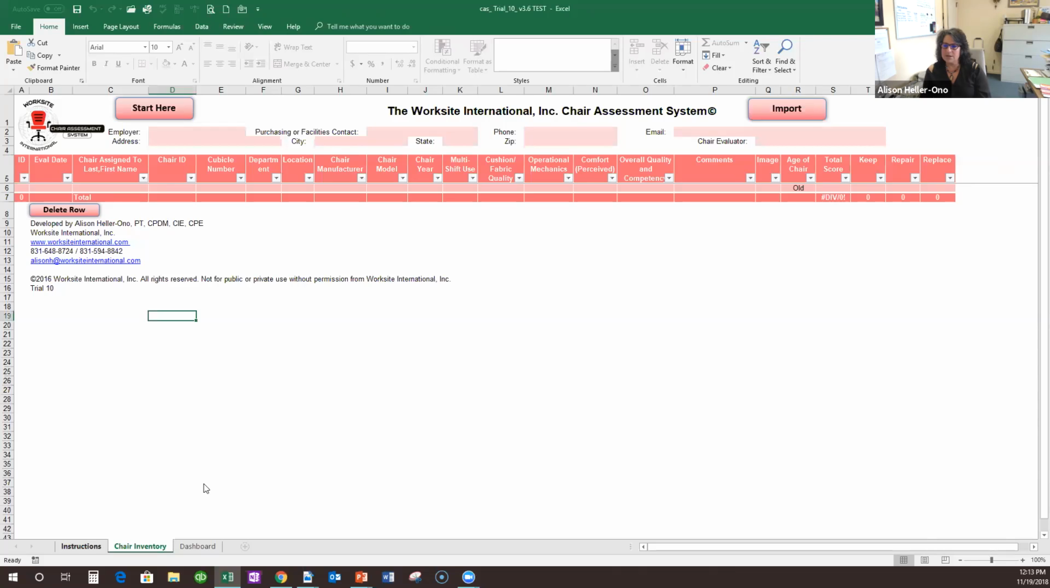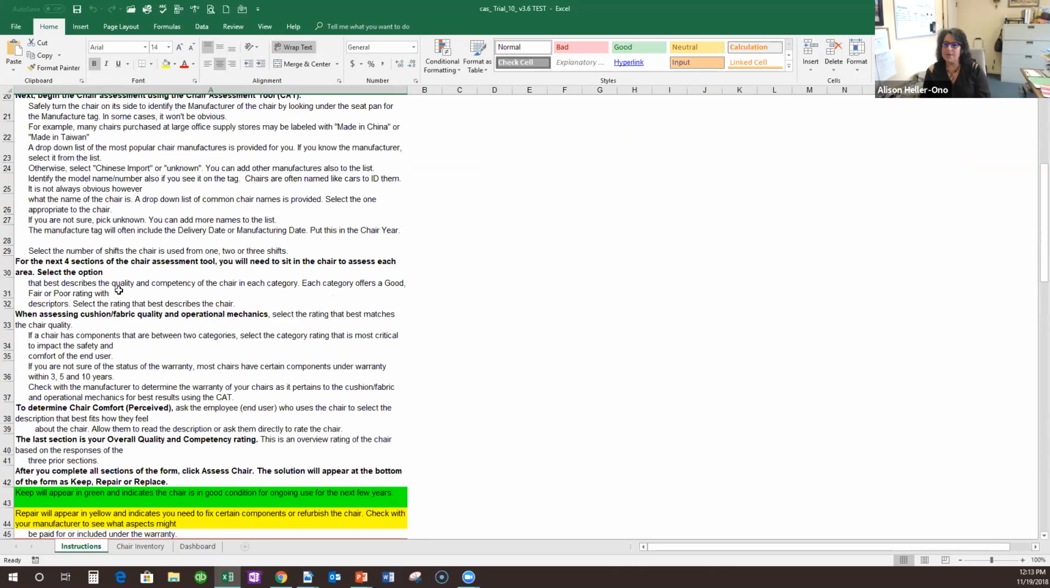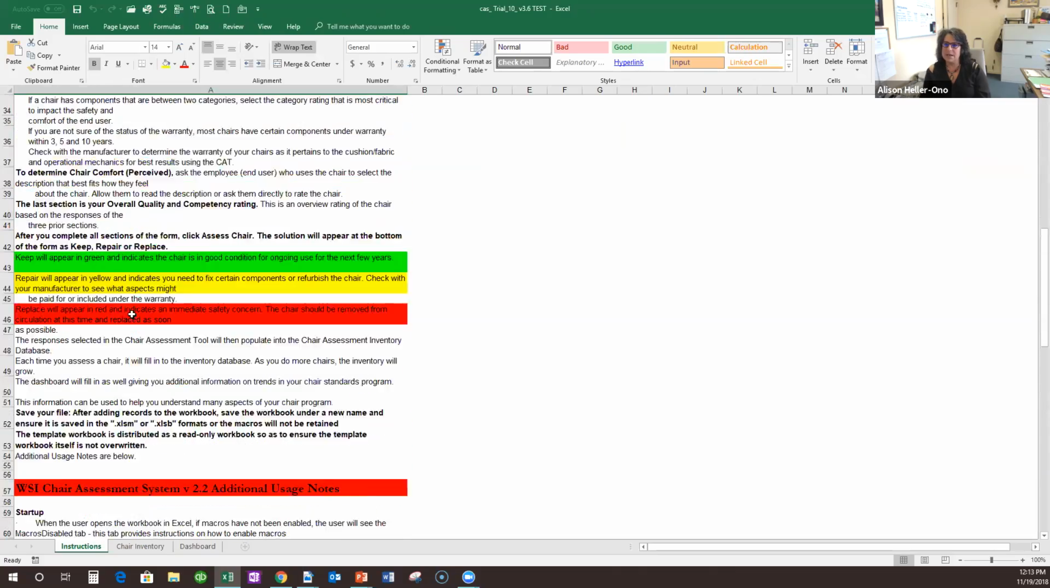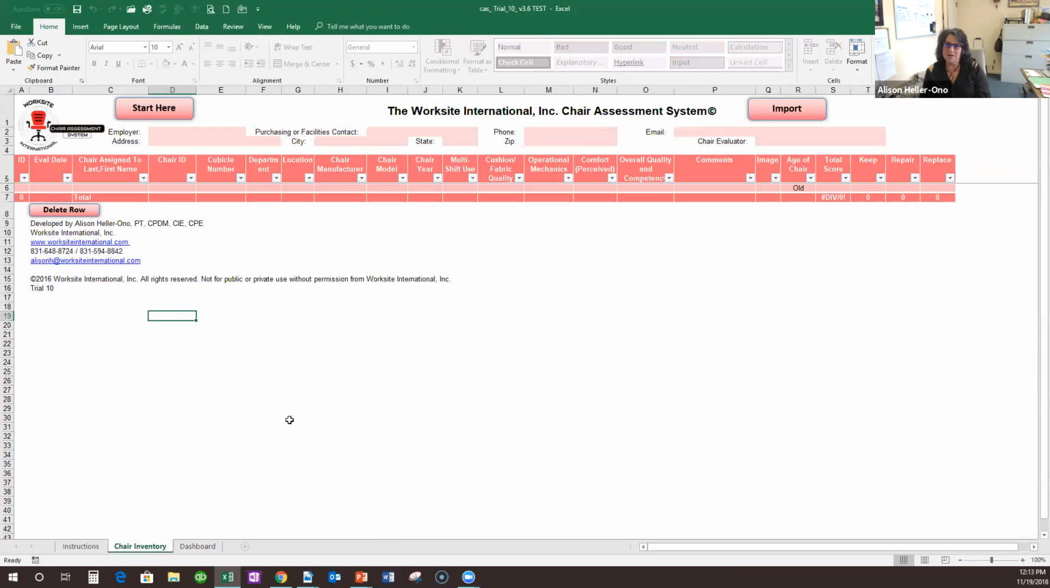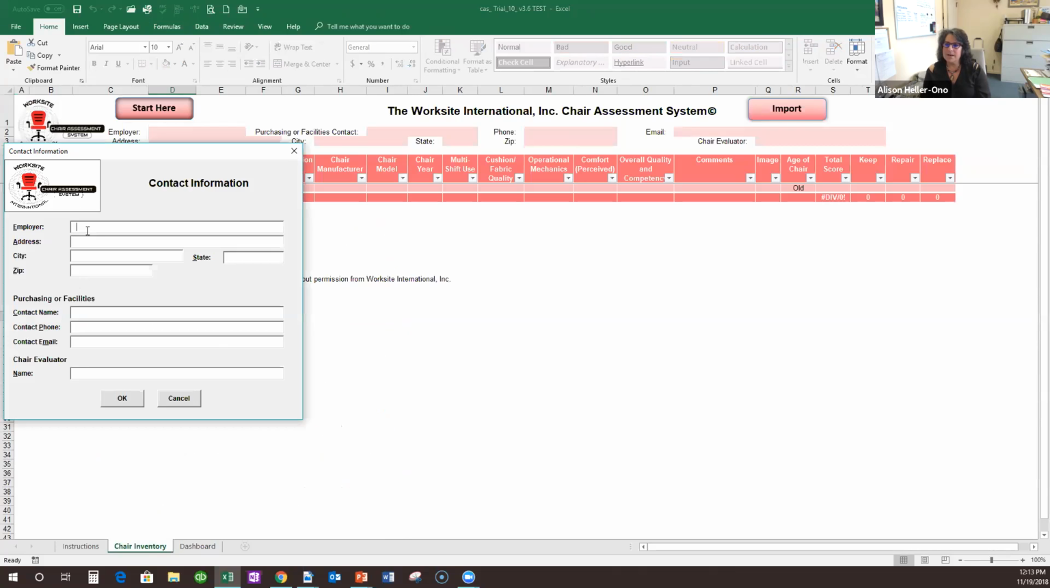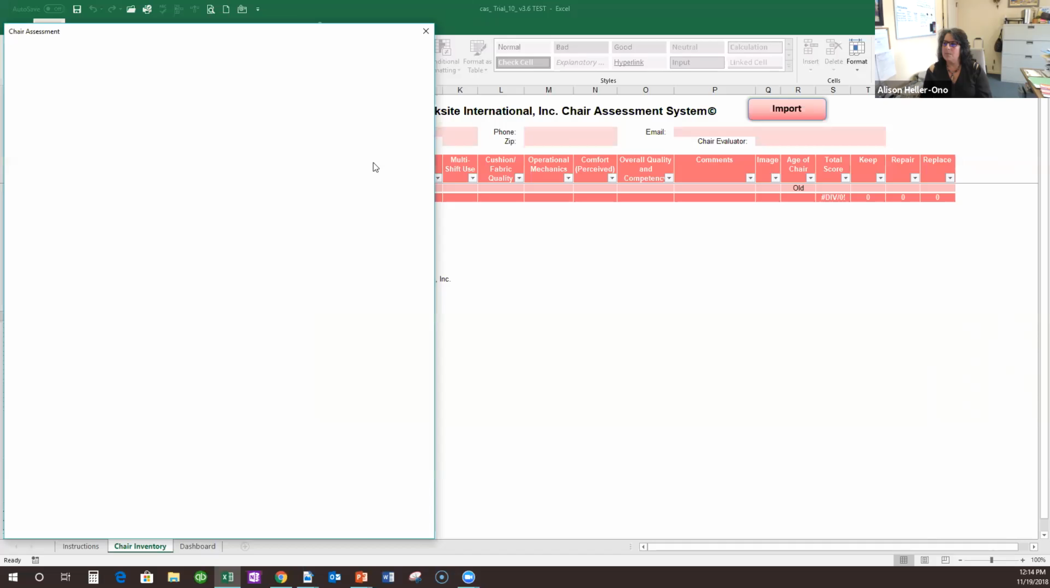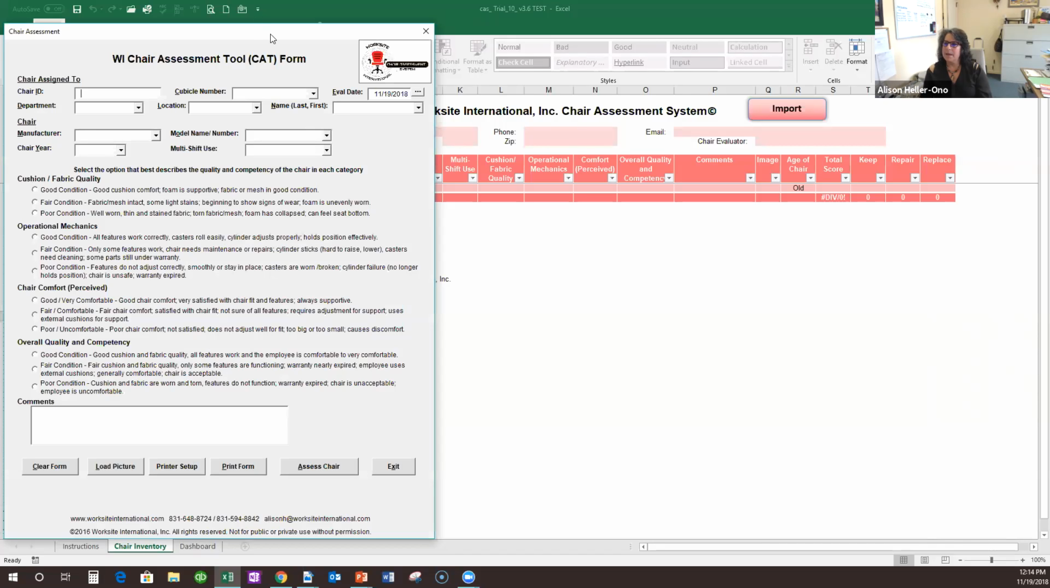Now you look at the bottom, there are instructions here, so you can go through that, but I've also printed this out for you and given it to you today in this week's homework or handouts. Okay, now what you're going to do, you're going to start here, and you're going to enter your contact information: employer, address, city, state, zip, and then purchasing or facilities if you want, contact name, phone, email, and who the chair evaluator is. Since this is your trial, I would just put your own information in here. Now, I'm not going to do that right now. We're going to just go ahead to the trial.